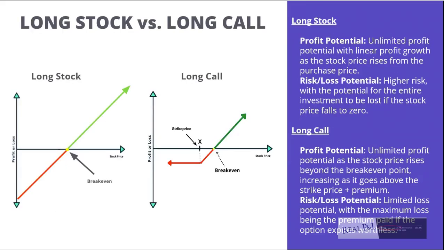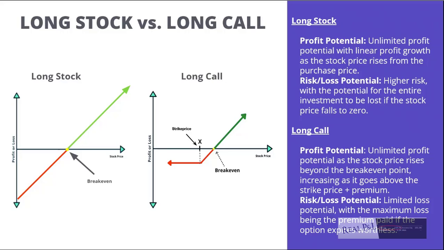Now, long stock, unlimited profit potential with linear profit growth as the stock price rises from the purchase price. The risk or loss potential with the long stock, you have higher risk with the potential for the entire investment to be lost if the stock price falls to zero.